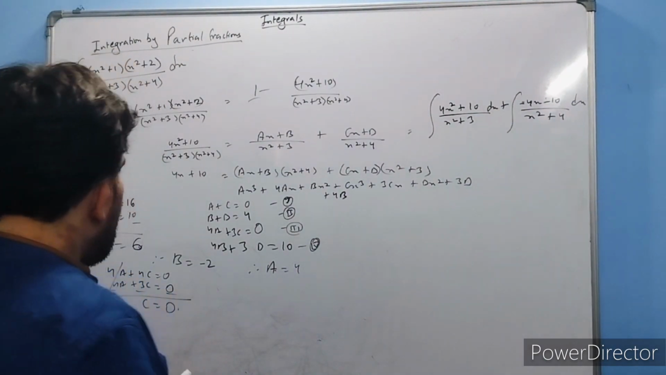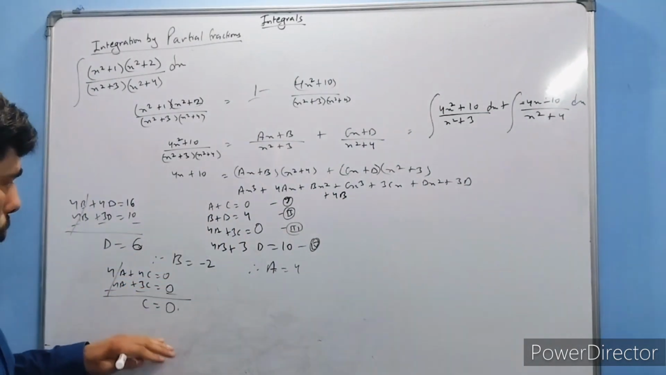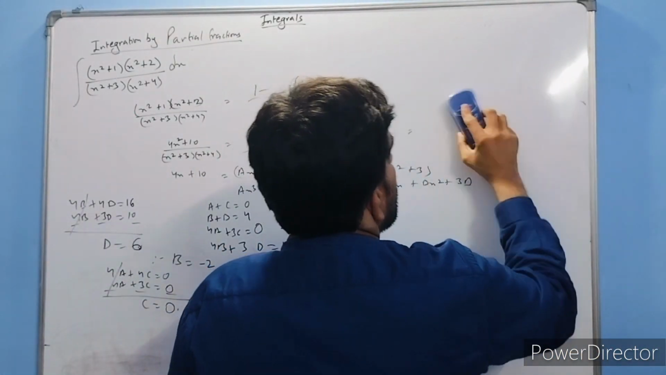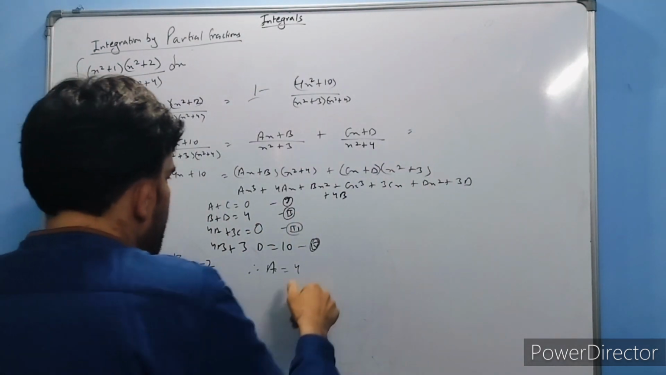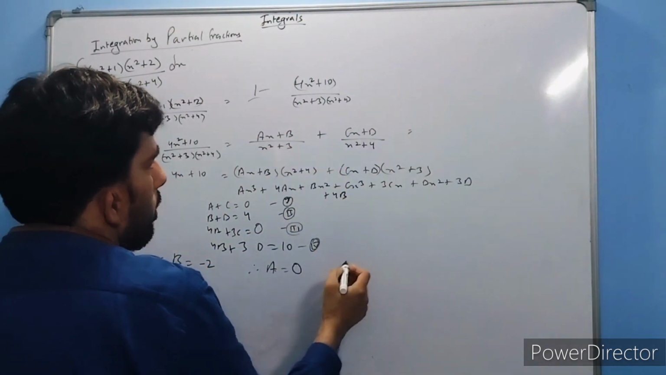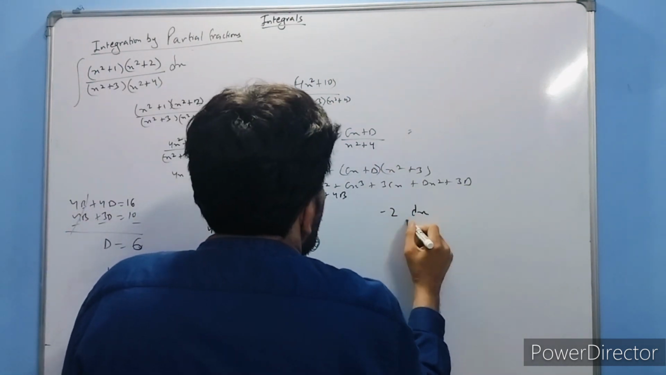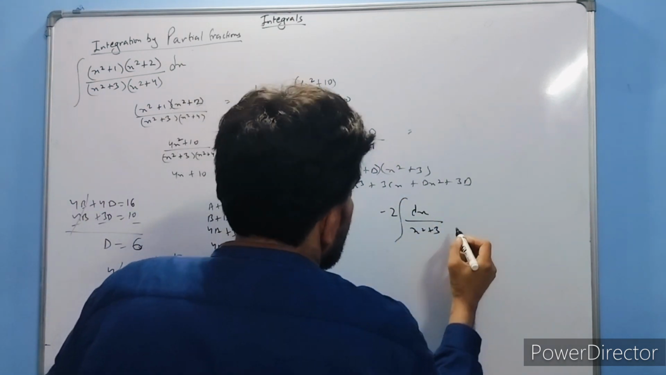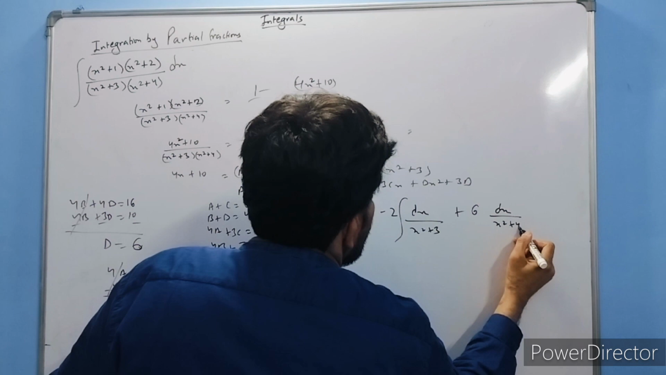Now the values which I found here are d is equal to 6, b minus 2, c 0 and a 4. So now we'll put the values in this. You see here we have a and we have c, that is 0, so now we can cancel out a and c. We'll take now only b. What is b? We have minus 2. So we have dx upon x square plus 3. And what is d here? 6. So we'll take 6 dx upon x square plus 4.